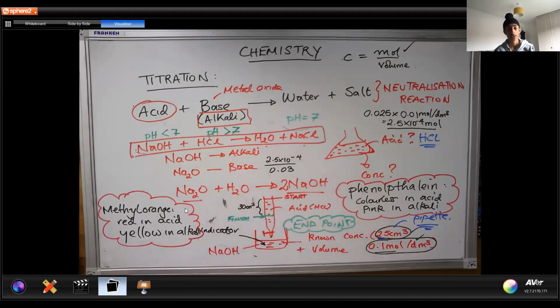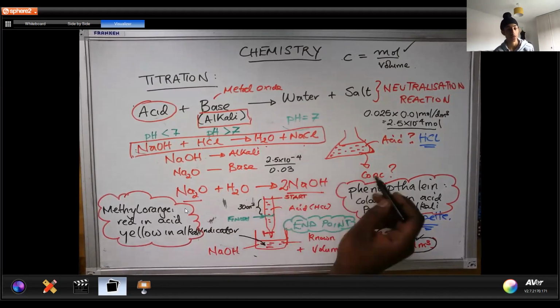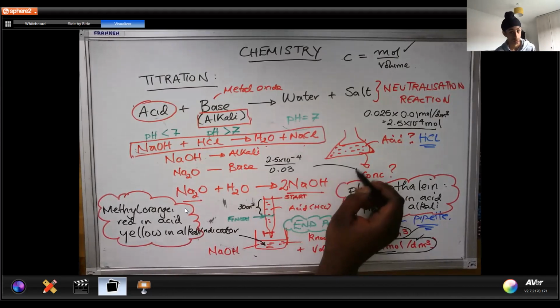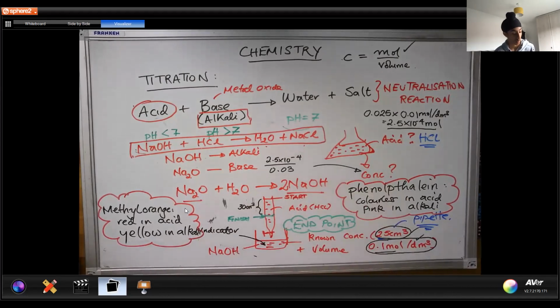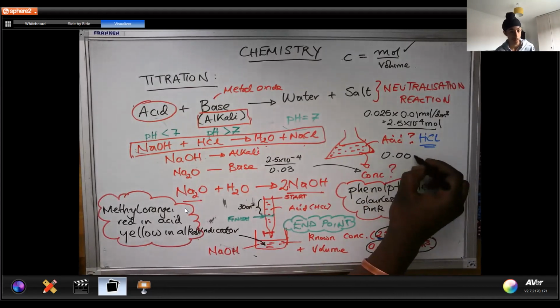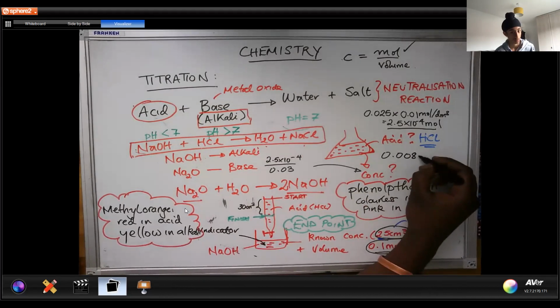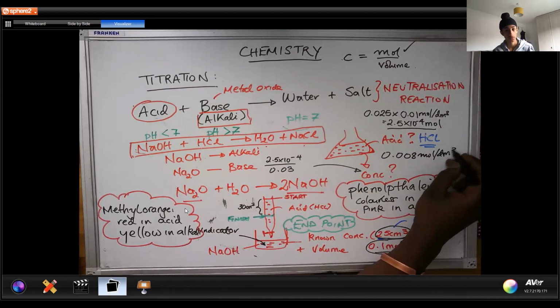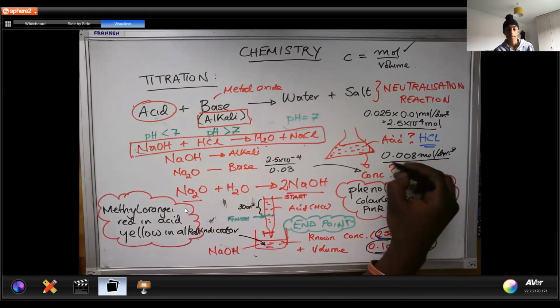0.03. Okay. And now I can work out the concentration of this acid, because that is what I'm trying to get. So I get 2.5 times 10 to the minus 4 divided by 0.03. And that gives me a concentration of this acid as 0.008 moles per decimeter cubed. Are you happy with that, Jay?